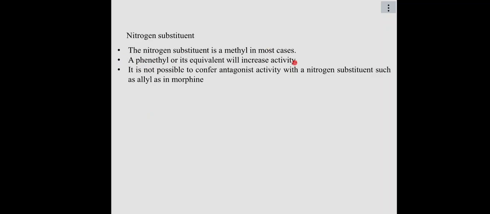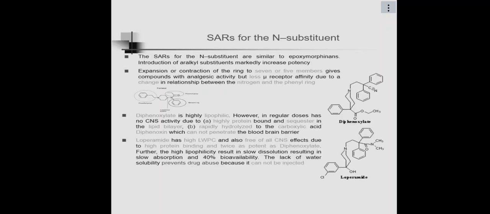Remember, we said when you enlarge that group, then it has good ability to interact with site A of the opioid receptor. It is not possible to confer antagonist activity with a nitrogen substituent such as allyl as in morphine. In other words, remember we have said all along from morphine, morphinans, benzomorphans, that once you introduce an allyl, or a cyclomethyl group, whether cyclopropyl or cyclobutyl, then you bring in antagonistic activity. But for the 4-phenylpiperidines, you cannot. The introduction of those groups was not found to bring any antagonistic activity, and therefore we do not have those drugs. If you look at the structures that we have, we do not have those drugs as part of the 4-phenylpiperidines.